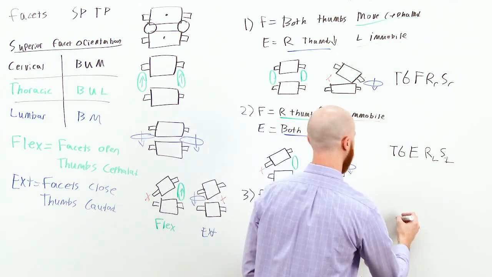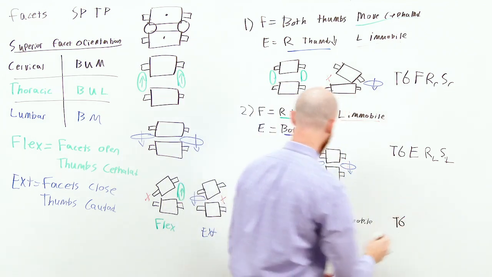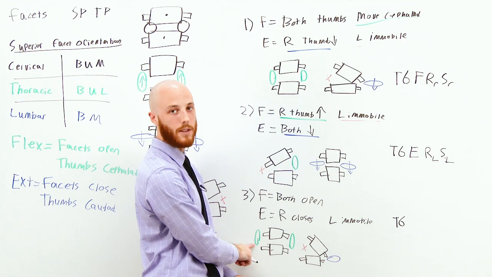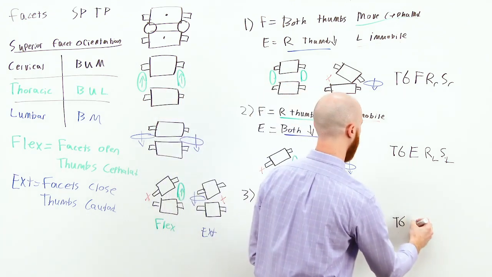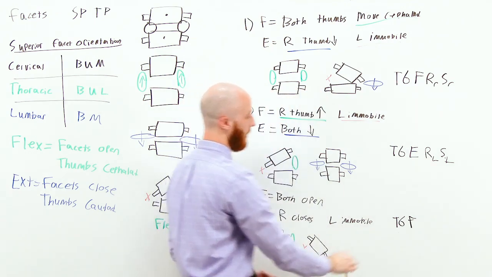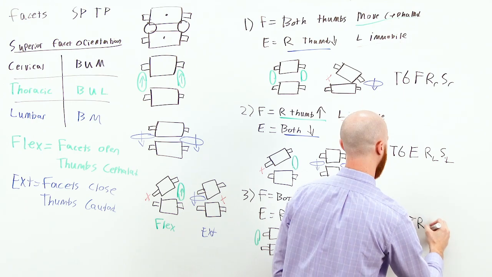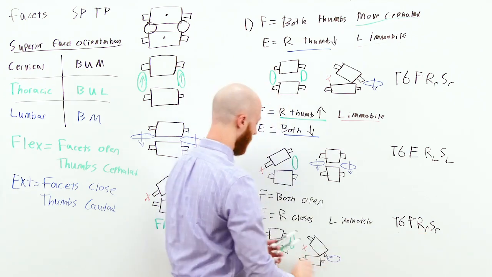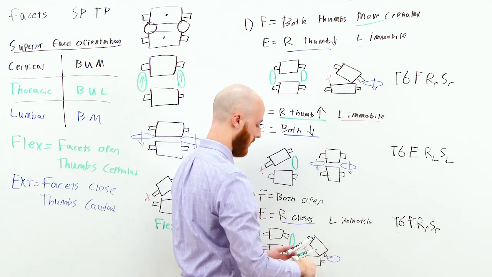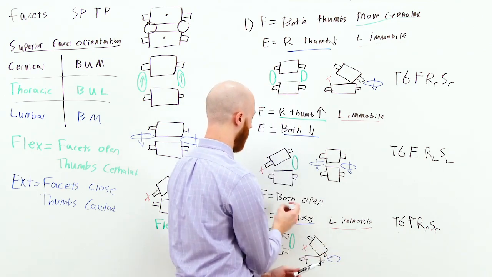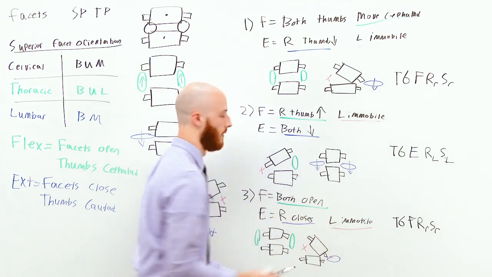So for our diagnosis, we're going to say T6 again. Everything is normally moving in flexion, so it's a flexed dysfunction. And during our picture, we saw that we are rotated and side bent to the right. So FRS, right. So right closes normally, the left is immobile, and both facets open during flexion.